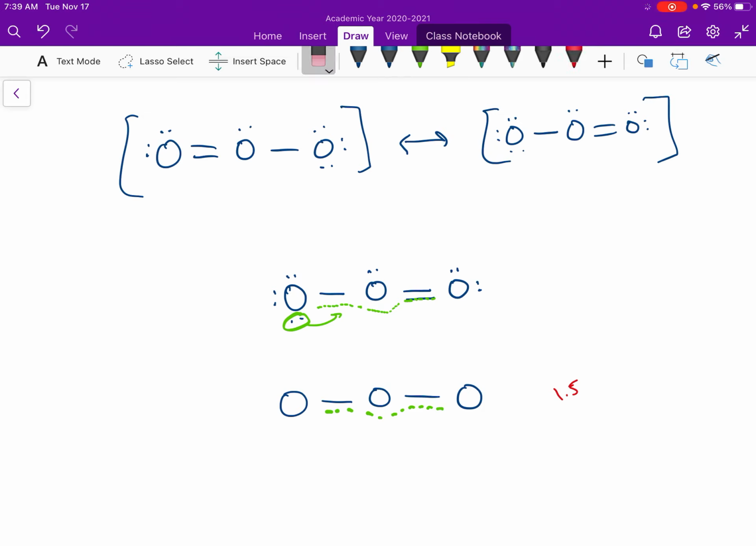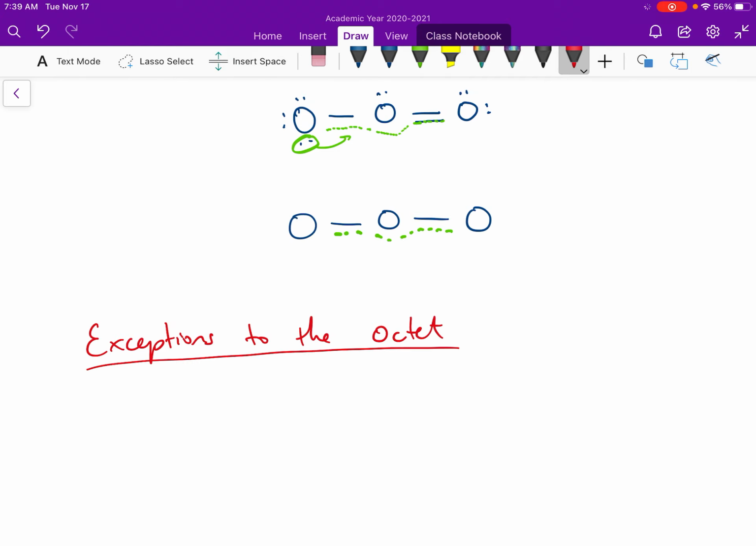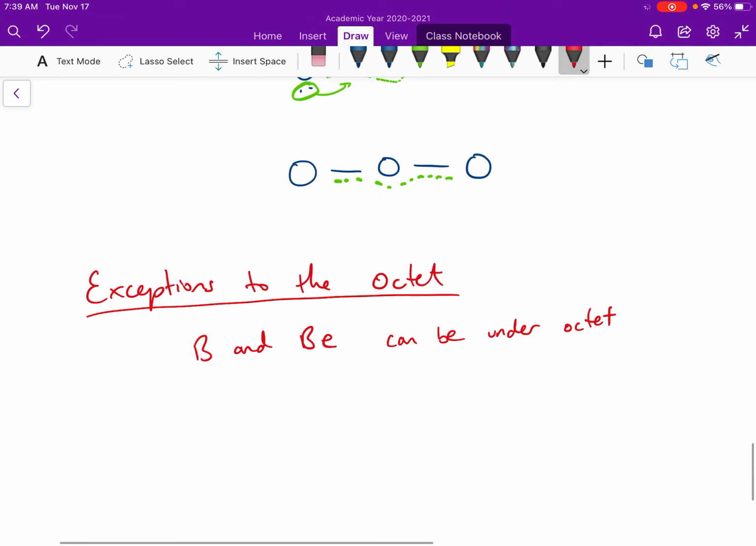The last little piece that we want to address is that there are exceptions to the octet rule. So I'm just going to throw that at you real quick, just so you know. Exceptions to the octet. Okay. Boron and beryllium can be under the octet. It's because they're so small, they're actually kind of okay with less than 8.